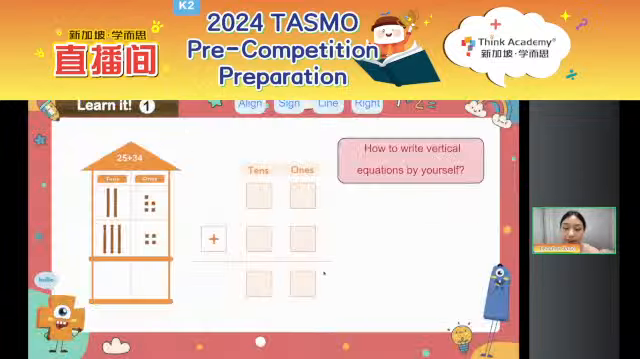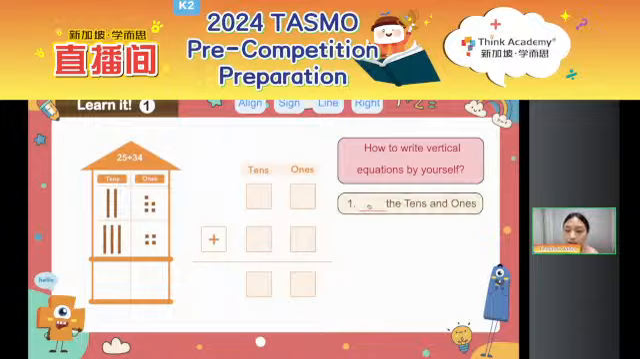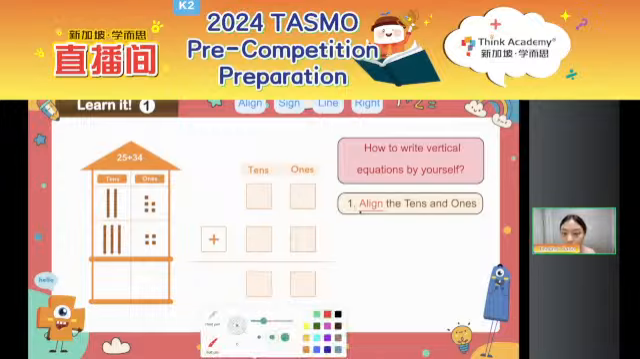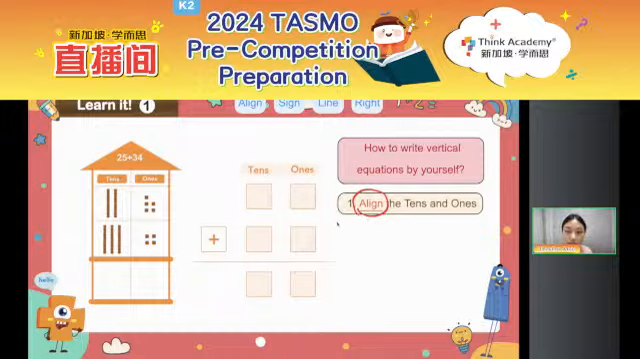And then let's have a look. This time, do you know how we can write down the vertical equations by ourselves? We can firstly align the tens and ones. Everyone, you can also note it down. Align. The word align. You can take some notes, everyone. Write down align in your book. Align the tens digit with the ones digit.